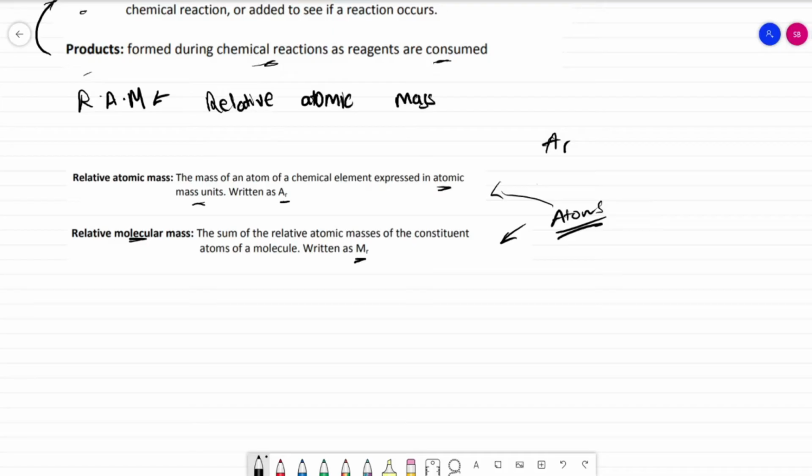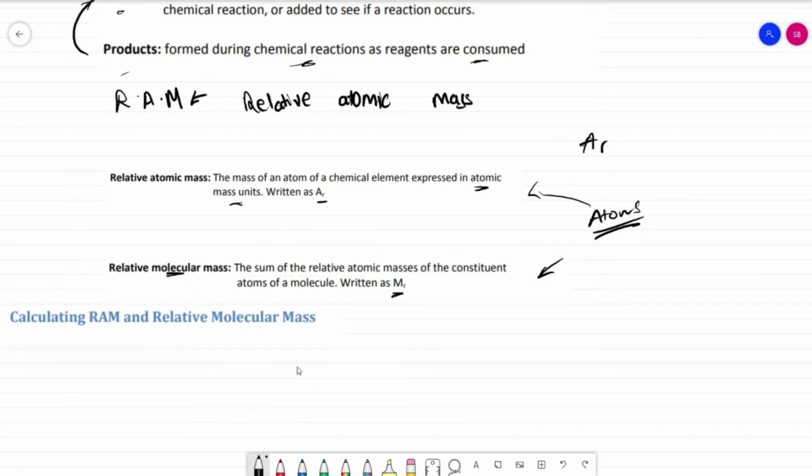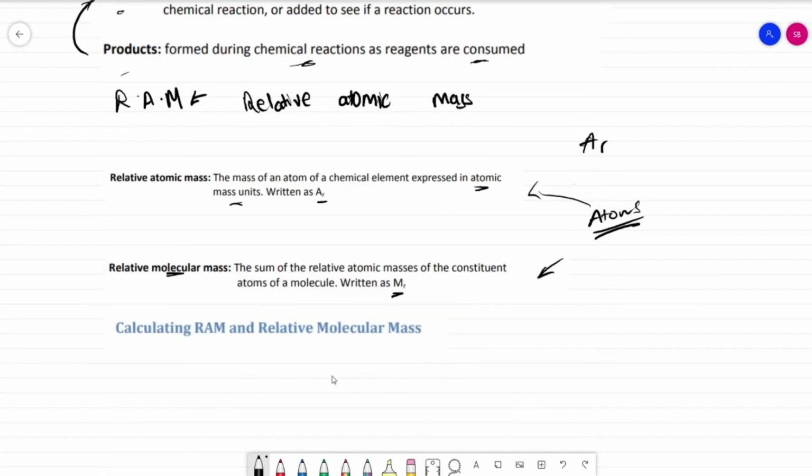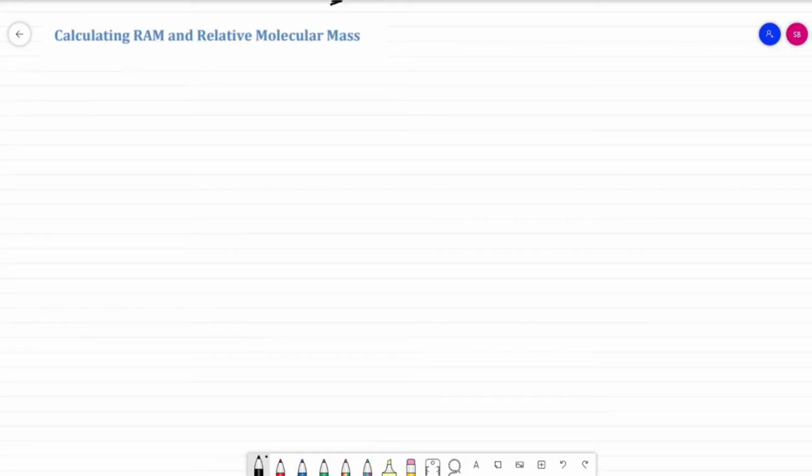Now, of course, we have the calculations, the different types of calculations that you can have in this, and we can do some questions. So let's start off by calculating the relative atomic mass and the relative molecular mass. Let's do some examples, and then we will talk about moles, which I will come to in a bit. So let's start off with the calculations. So we have the relative atomic mass and relative molecular mass.